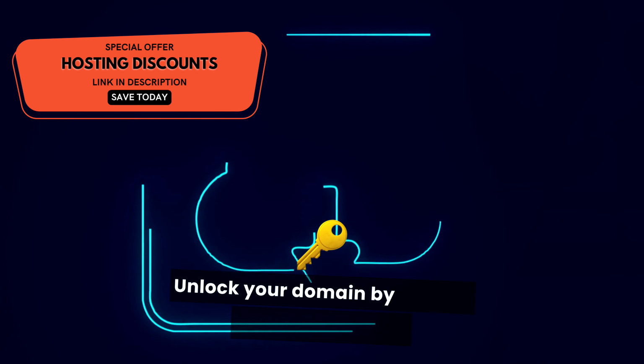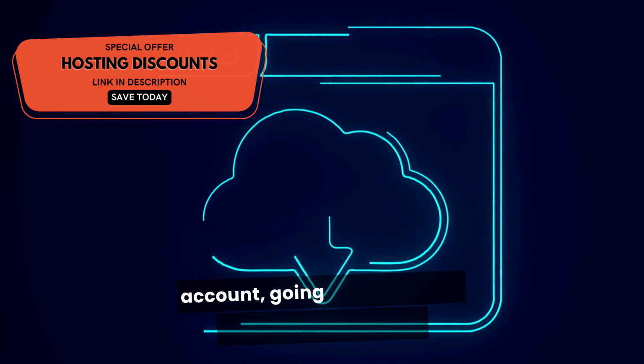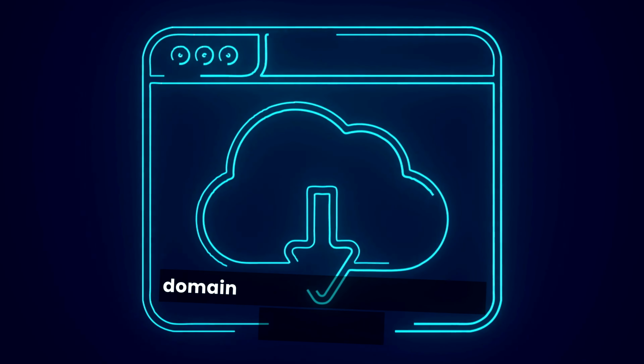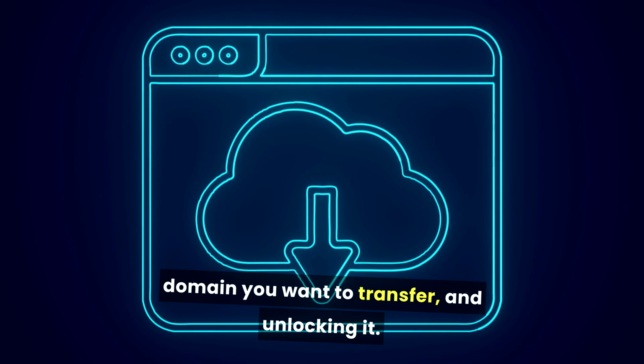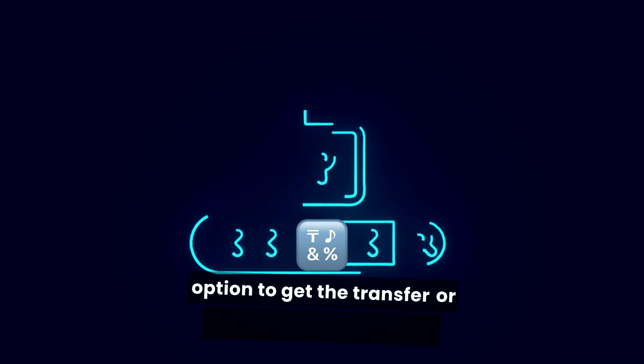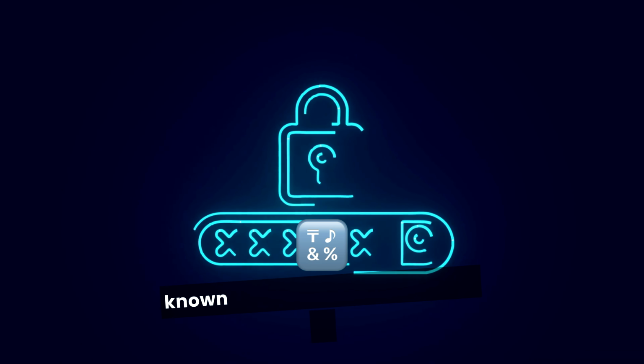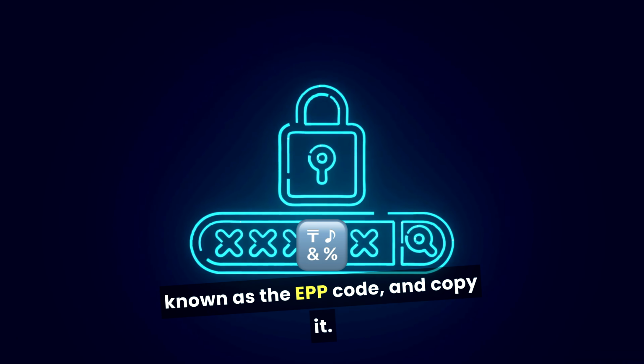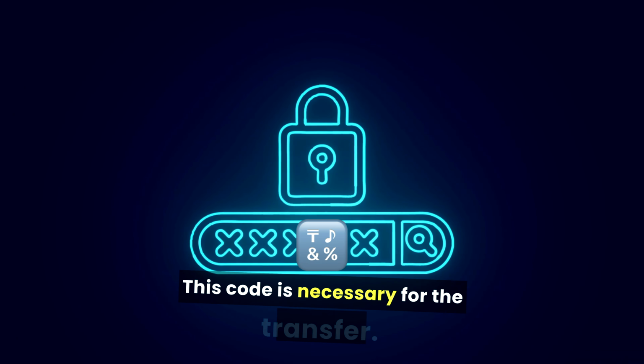Unlock your domain by logging into your Bluehost account, going to the domain section, selecting the domain you want to transfer, and unlocking it. Next, obtain the authorization code by looking for the option to get the transfer or authorization code, also known as the EPP code, and copy it. This code is necessary for the transfer.